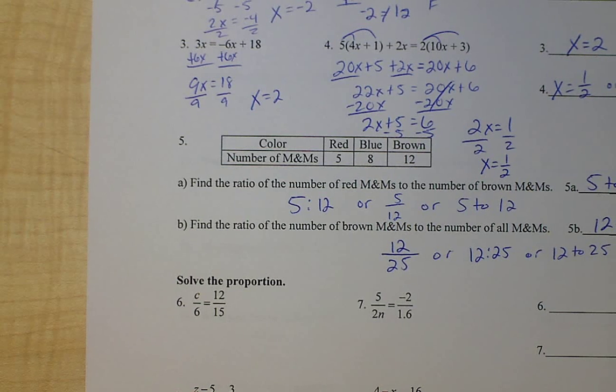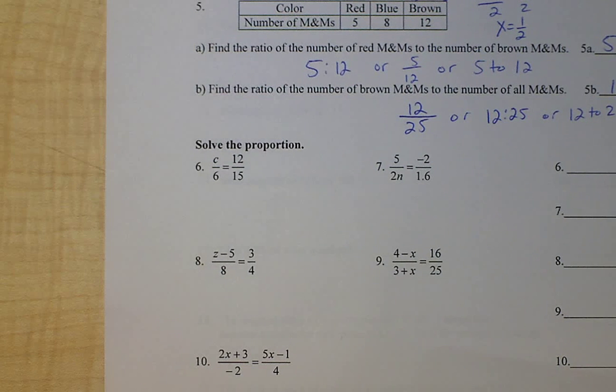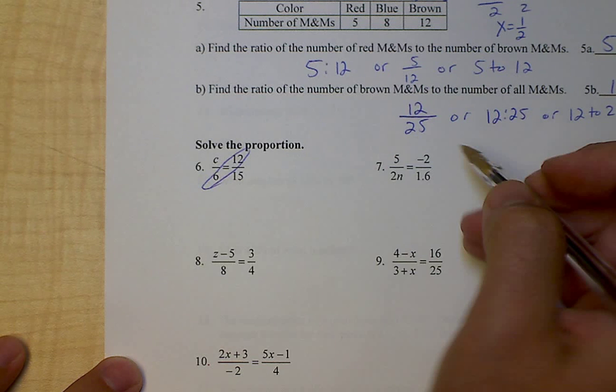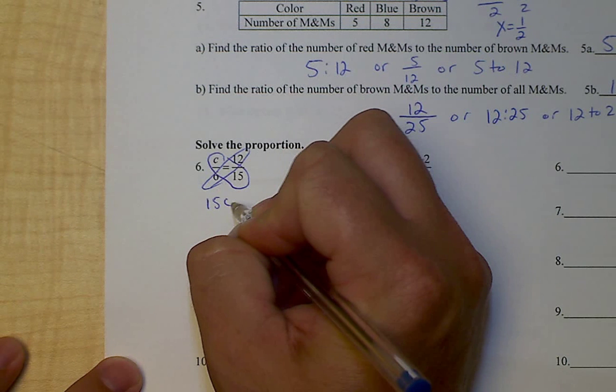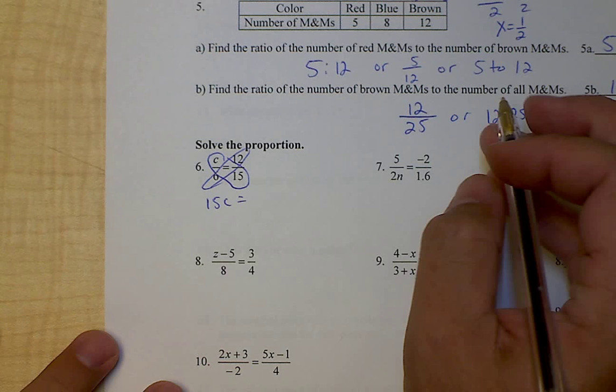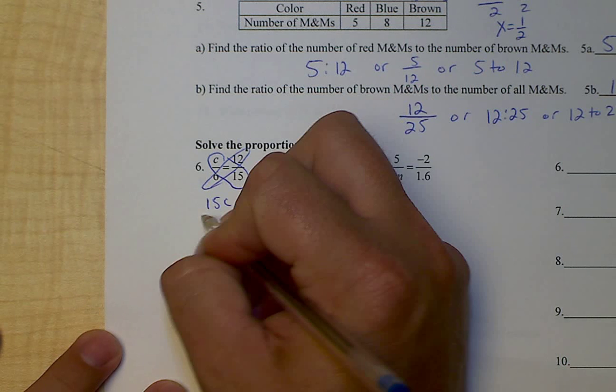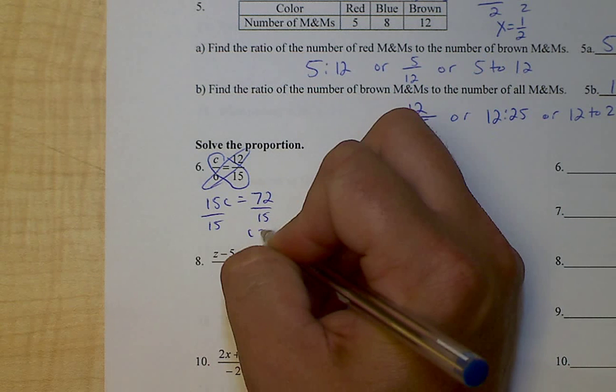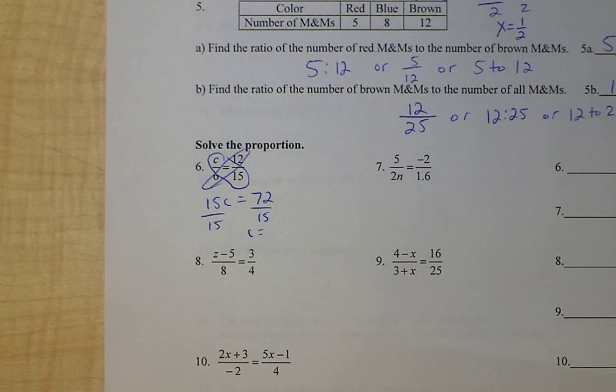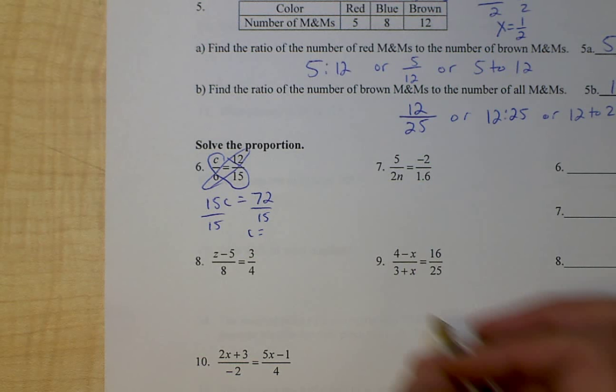Alright, 6, I want to solve a proportion. So remember, to solve a proportion, I cross multiply. So that's going to be 15c equals 6 times 12 is 72. And then divide each side by 15. So c equals 4.8.